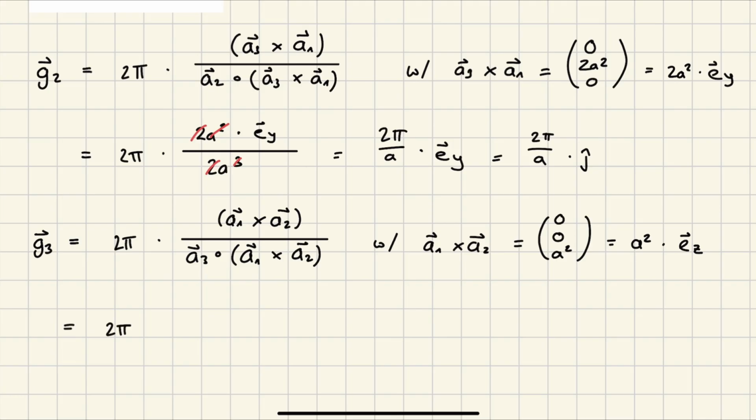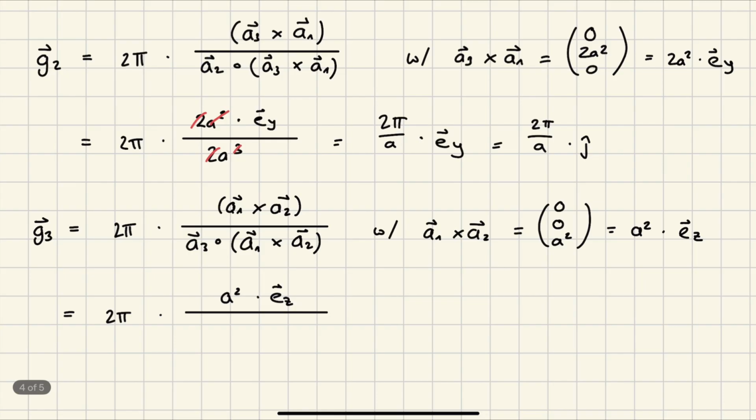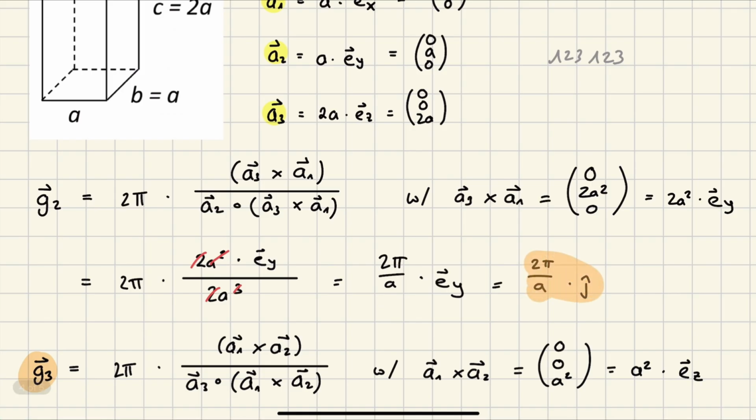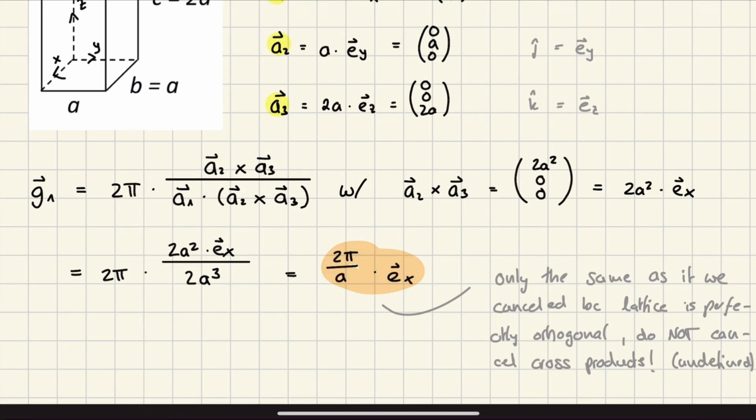Plugging this into the formula gives us 2π times a² ez, aka k hat, and for the denominator, it's going to be 2a to the third power yet again. These factors of 2 right here cancel. The a to the third power kills the a squared, so we're only left with a, which gives us π over a times the unit vector in z direction, aka π over a times k hat. To summarize, this right here is g3, this right here is g2, and this is g1.